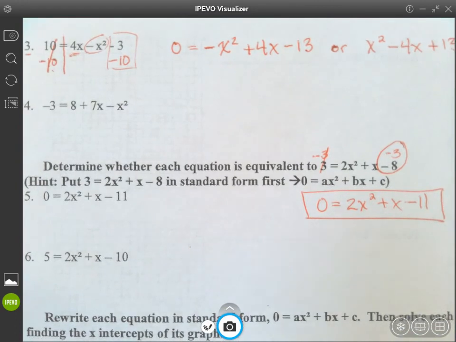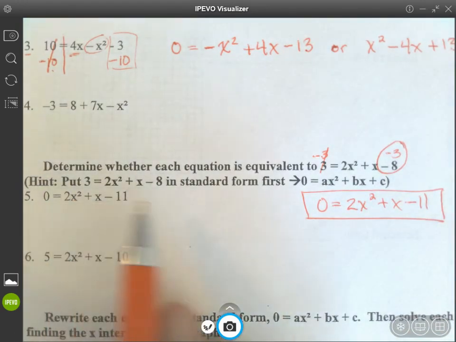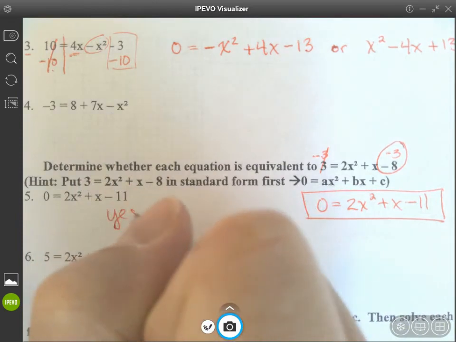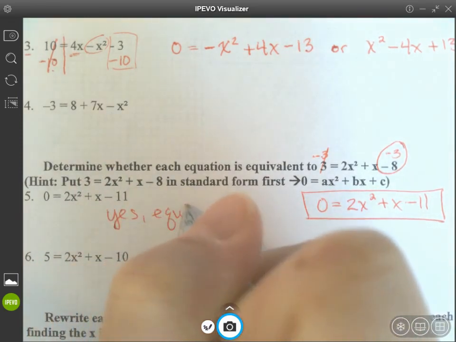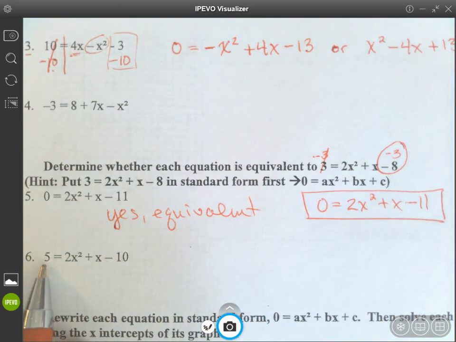Now, I don't have to do any work on number 5 because it's already set equal to 0. Do I have the same equation? Positive 2x squared, a positive x, and a -11. So yes, this one is equivalent. Now, for number 6, you would have to move the 5 over by subtracting it and then compare to see if they're equivalent. So show what you get and a yes or no answer.